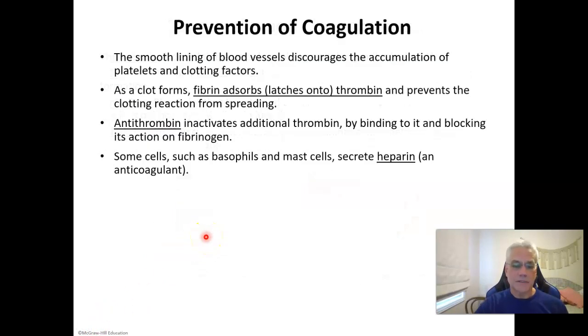Okay, so the smooth lining of blood vessels discourages the accumulation of platelets and clotting factor. Right, the endothelial lining is absolutely essential. Let me say it this way, an undamaged endothelial lining is absolutely essential to discourage the formation of a thrombus or embolus. If that's nice and smooth, clean, intact, you have much less likelihood of forming a clot.